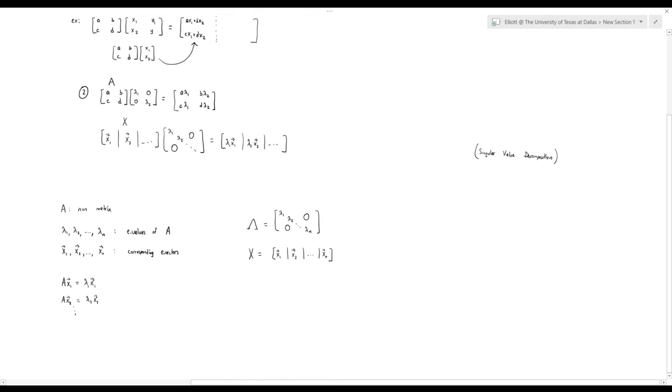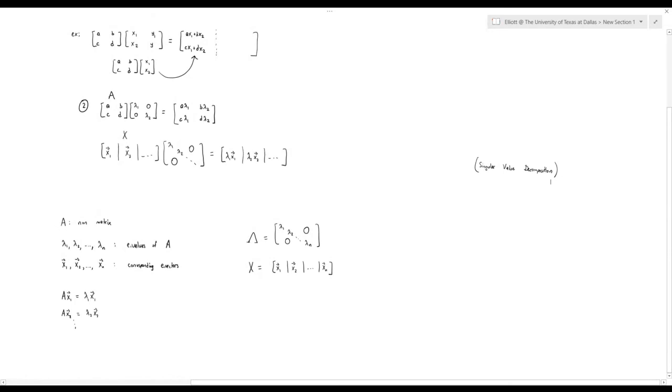So each of the eigenvalues will have their own corresponding eigenvectors. So x2 doesn't necessarily correspond to lambda 1 in any way, for instance. x2 corresponds to lambda 2 specifically.